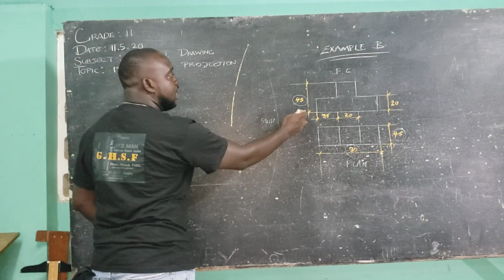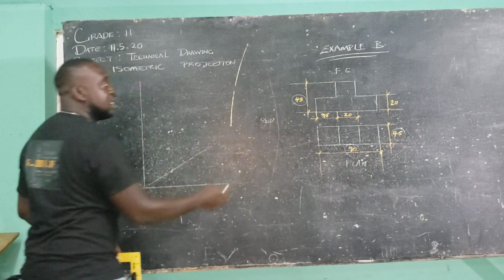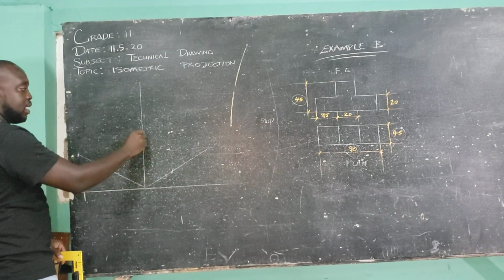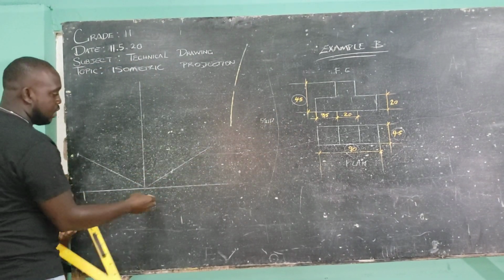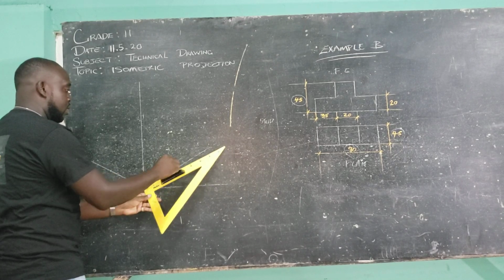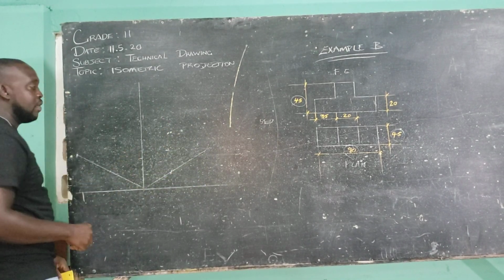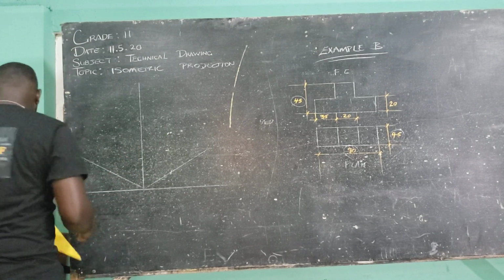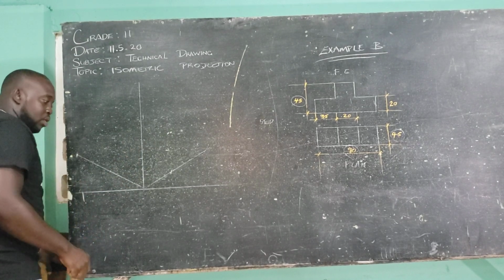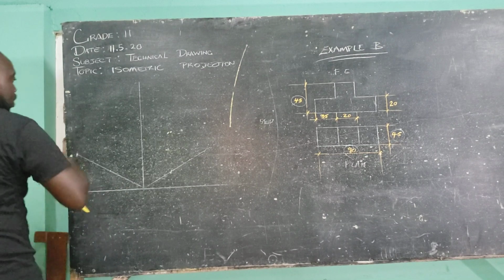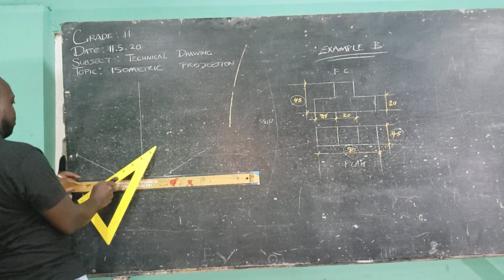And we also need our 45, which is the highest height. We're going to place that on our center line. So the same measurement that I have here, I'm just going to transfer it here. So it's the same 45. Is that clear? Then we are going to utilize our instruments to draw our isometric box.